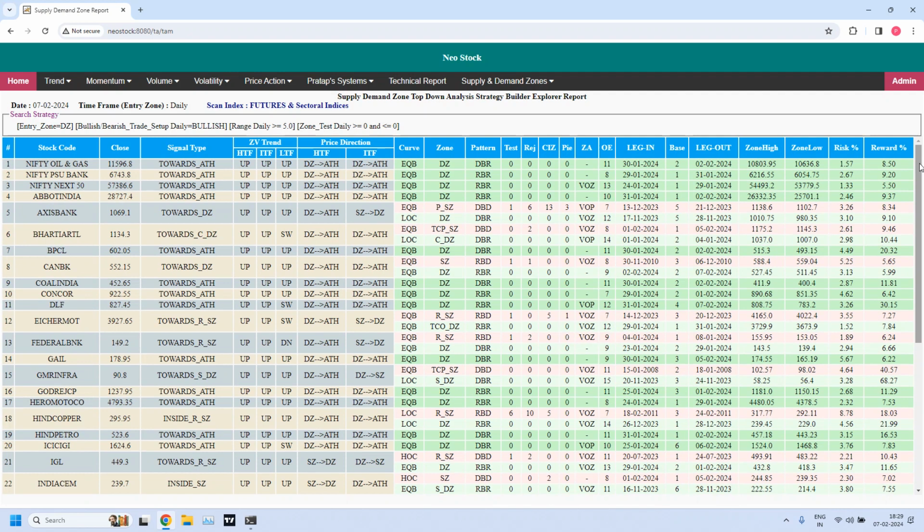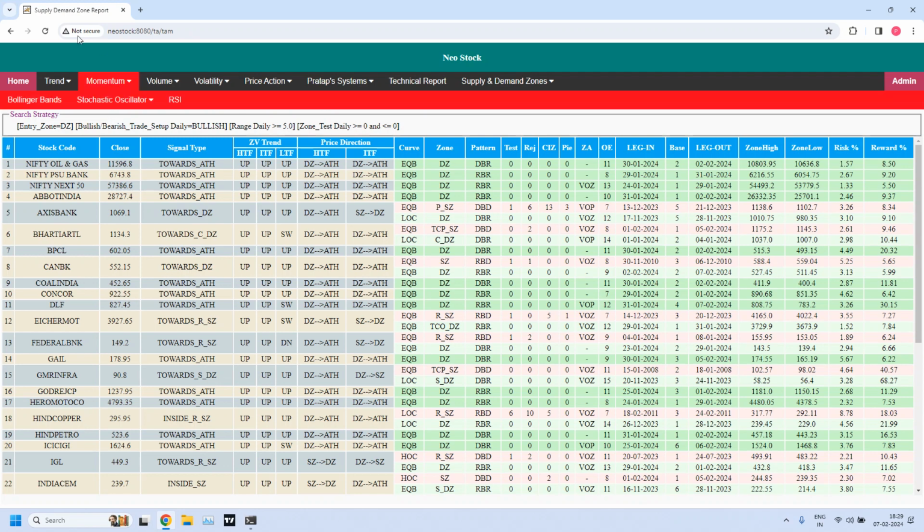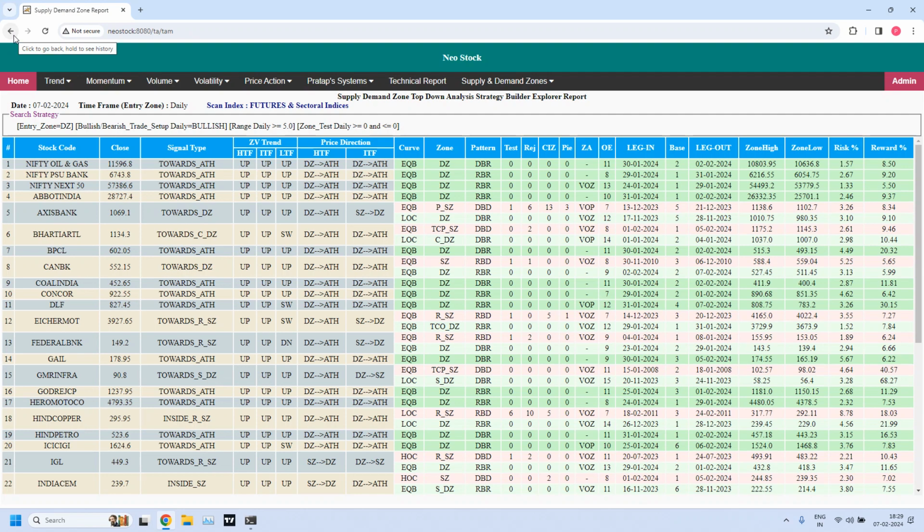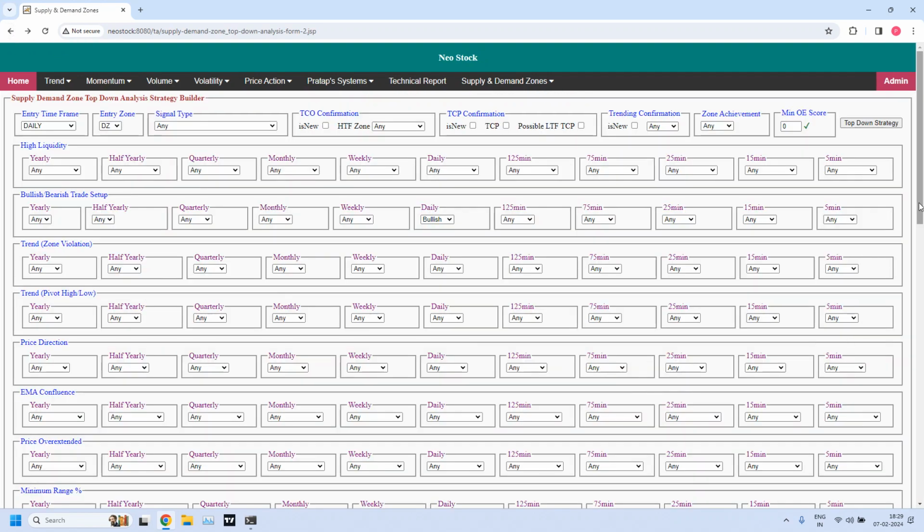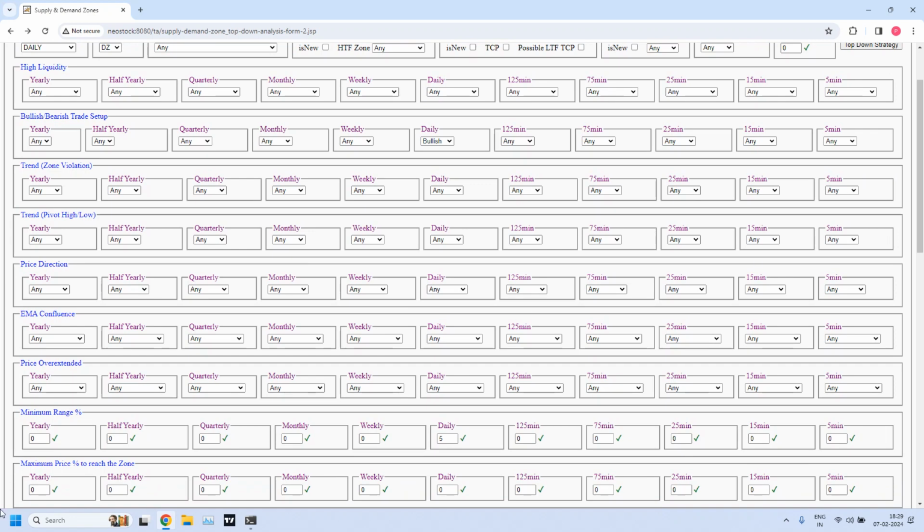So that is the reason why we will generate multiple reports from 1% to 5%, because the minimum reward is 5%. So let us see from 1% to 5% how many stocks will be listed. For that we have to use a parameter, maximum price percent to reach the zone. So that means within whatever percentage you specify, the stock should be there, from the demand zone to the percentage level.